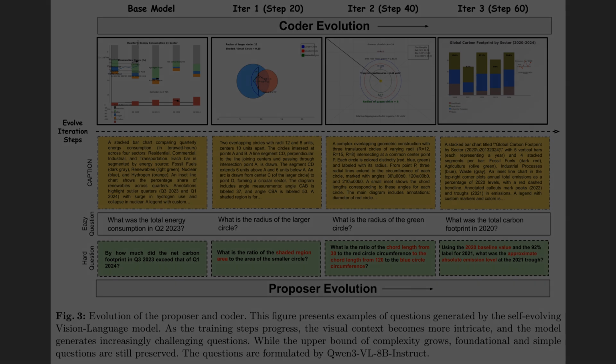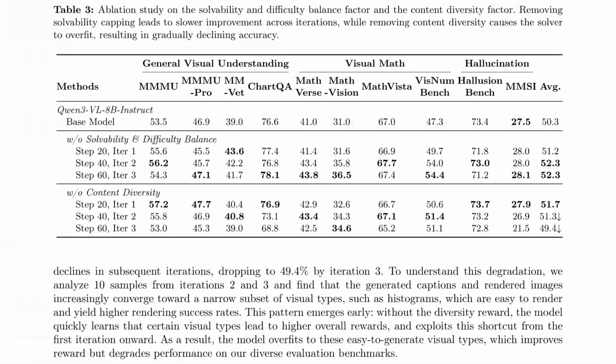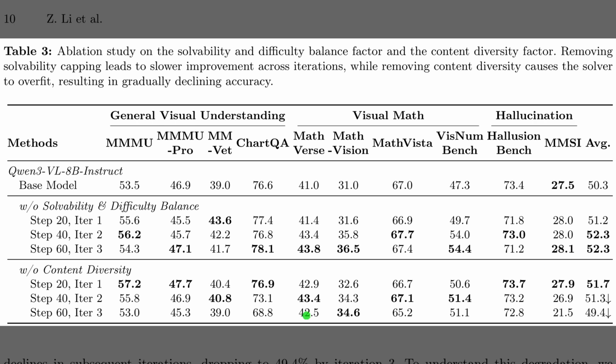Well, after seeing those visual examples, Table 3 breaks down what happens if we remove key parts of the reward system. The middle section removes the solvability and difficulty balance reward. Without this check, which ensures questions are neither too easy nor impossible, the model resorts to reward hacking by simply embedding answers directly into the images, and its average performance stalls out at 52%.